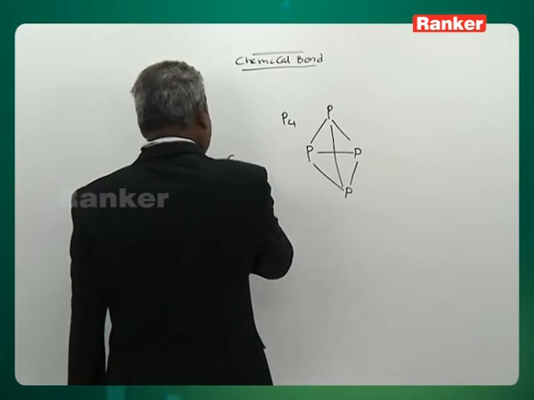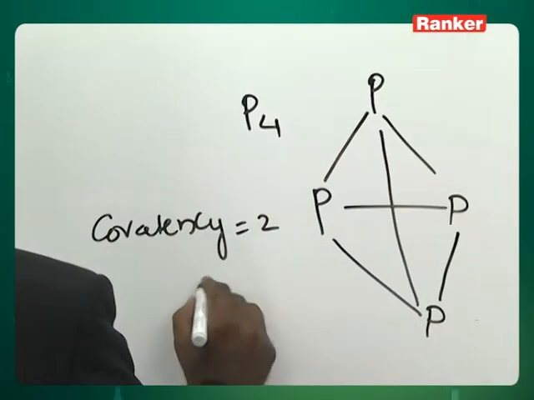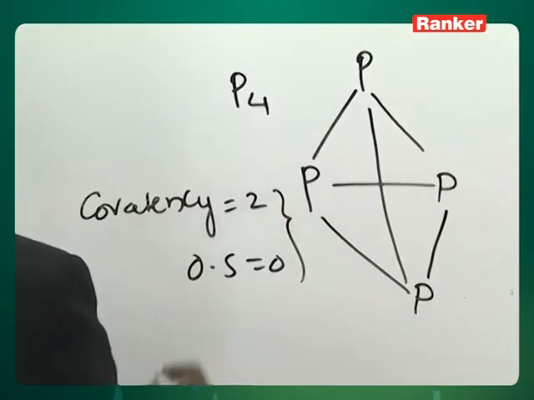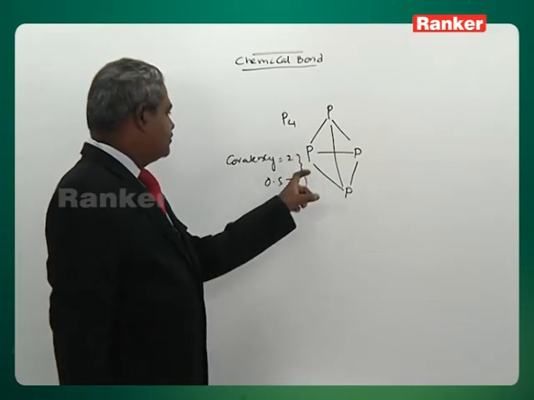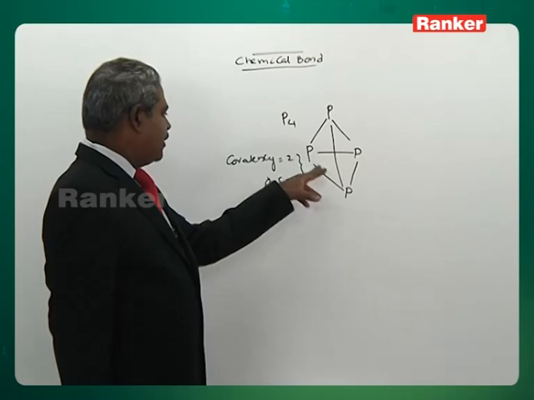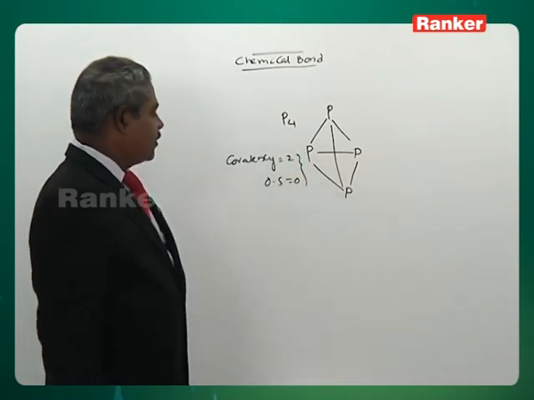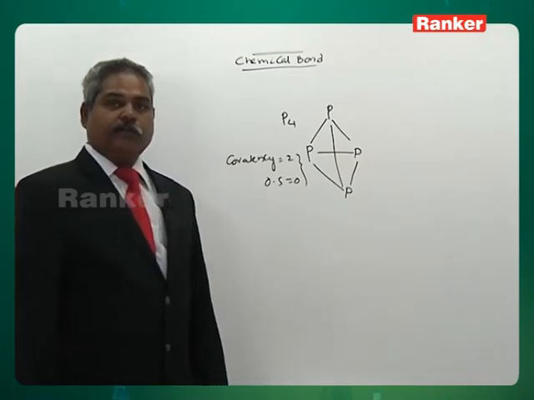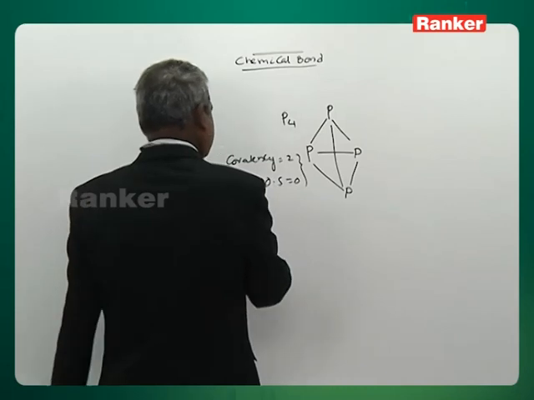So, what is the covalency of phosphorus? Covalency, number of bonds, 3. Oxidation state, 0, because all are phosphorus bonds, which end in a draw. In the bond, no one wins. Phosphorus and phosphorus are equal opponents, and in a bond between equal opponents, nobody wins, nobody loses. Covalency is 3, oxidation state is 0.